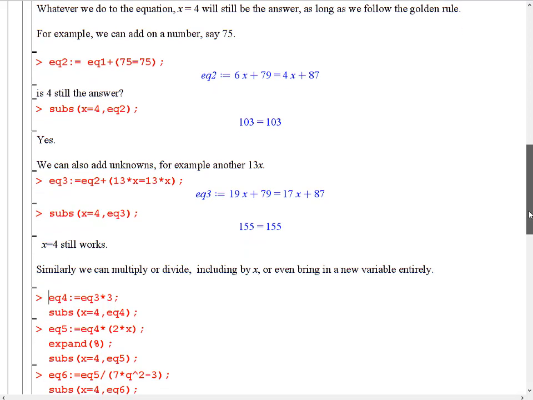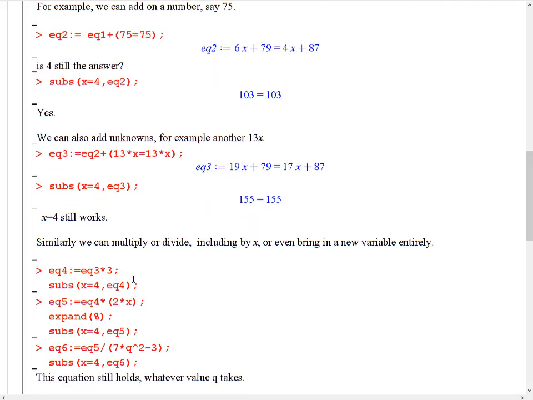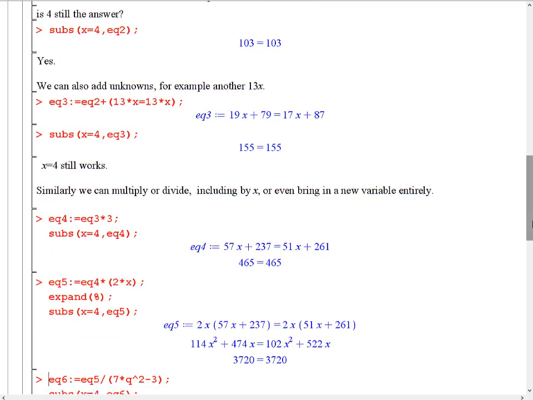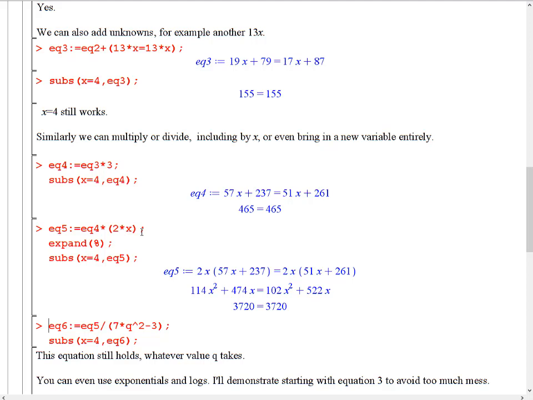I can multiply and divide it. So here I've multiplied everything by 3. So multiply all these numbers by 3, the solution is still 4. I can multiply it by 2x. So here I've multiplied both sides by 2x. I've expanded it. We'll check you can remember this in a moment. But here's a much more complicated equation, but still 4 is a solution.